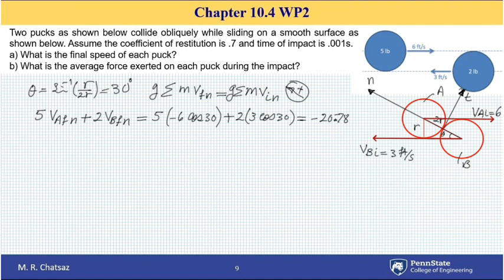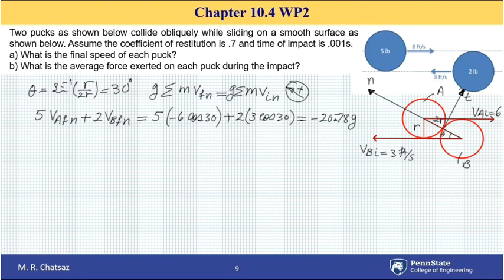Let's see, since I multiplied both sides by 9.8, I should write that times g to be correct. So that's one equation of conservation of momentum in the normal direction.